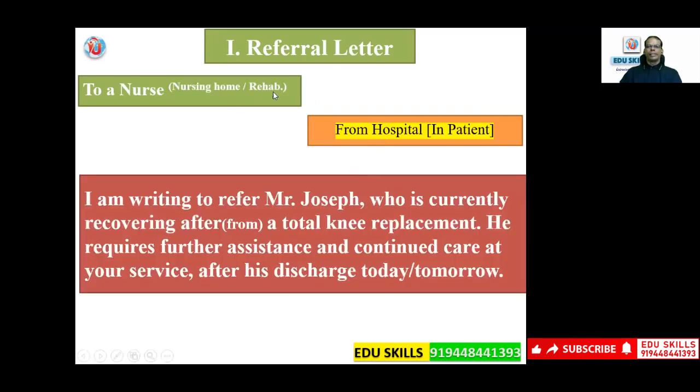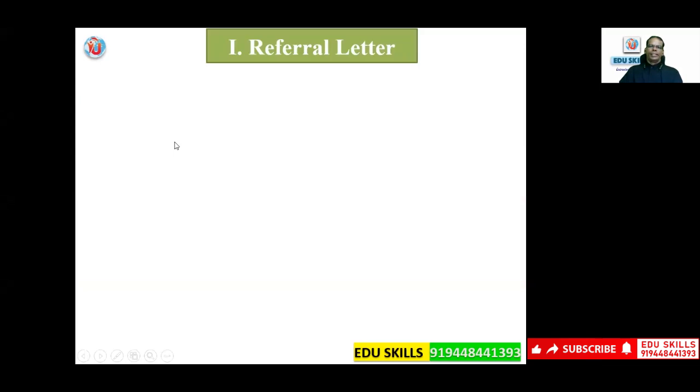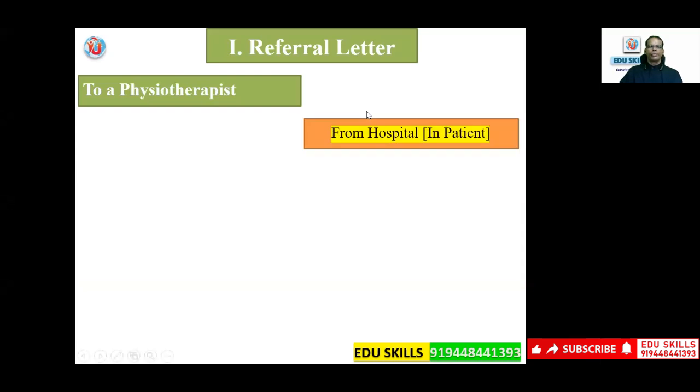And referral to a nursing home or rehab center from hospital, inpatient. I am writing to refer Mr. Joseph, who is currently recovering after a total knee replacement. Again, there is some confusion regarding after and from. Even if you write after or from, you will not be penalized. But usually for a surgery the best fitting word is after, and for a disease condition the best fitting word is from. After a total knee replacement, he requires further assistance and continued care at your service after his discharge today or tomorrow or next week, whatever. There are a few variations I'm giving you. Don't worry about this, it's not that important, but just to give you an idea that there are variations.